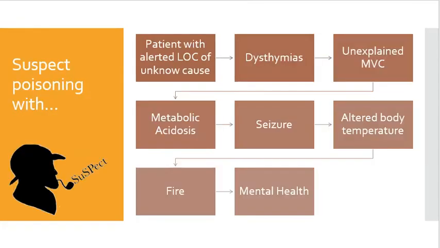We should suspect poisoning in any patient who presents with an altered level of consciousness of unknown cause. Suspect poisoning with patients that present with dysrhythmias, unexplained MVCs, dysthymia, metabolic acidosis, seizures, altered body temperatures, fire, and mental health disorders.